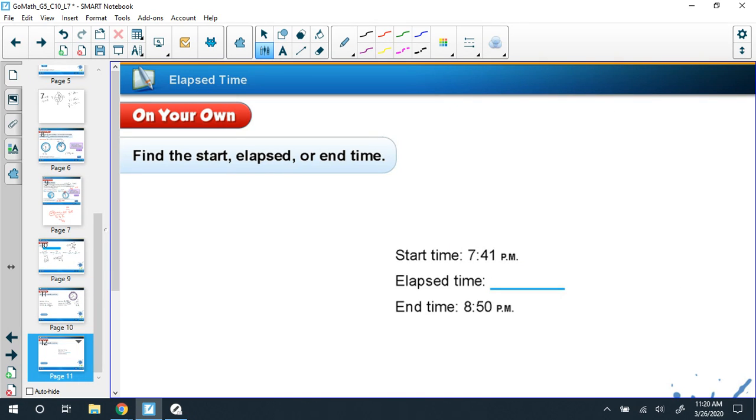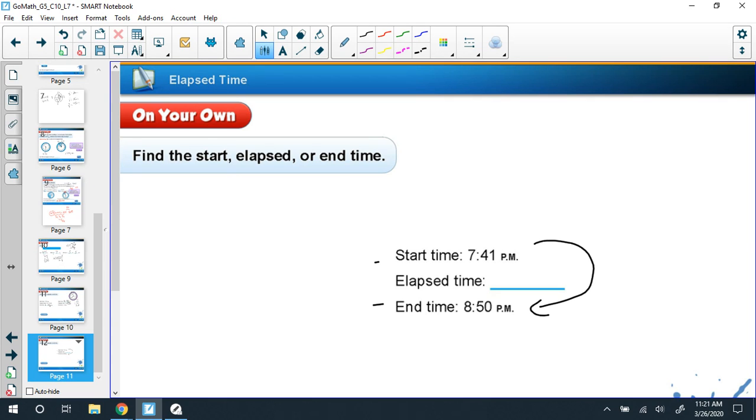All right, one more. This one's a little bit different because here we are given a start time, we're given an end time, and we have to find the elapsed time. And for this one, you can really do it either way. You can either start with the start time and then count on to get to your end time, or if you prefer, you can start at your end time and count backwards to get to your start time.